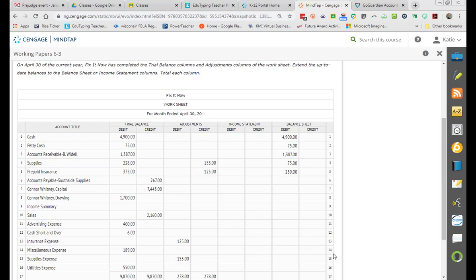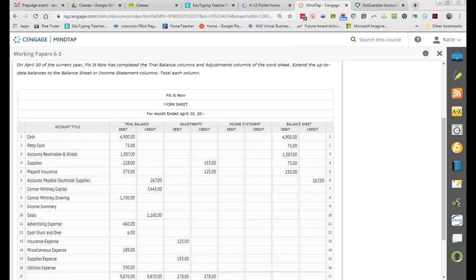I get to line 6 and it says accounts payable. Hold up those horses. If I see payable, what is that classification? Liability. Liabilities go where? Income statement or balance sheet? Yes, it goes on the balance sheet, but as a credit. You're right, Julian, because it is on the trial balance as a credit, so I have to put $267 on the balance sheet as a credit.